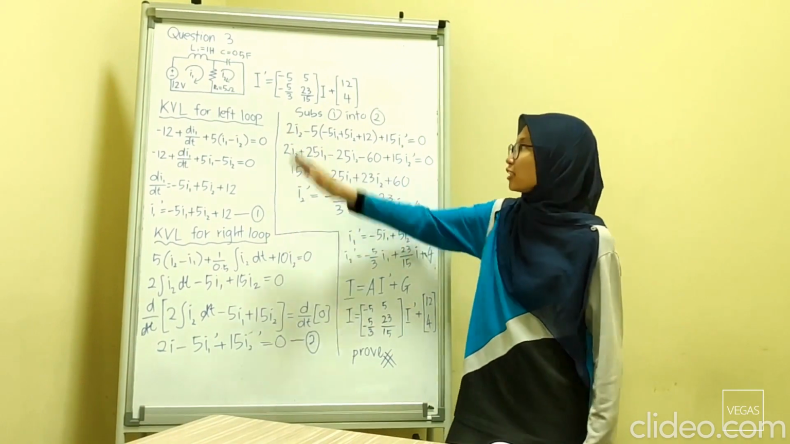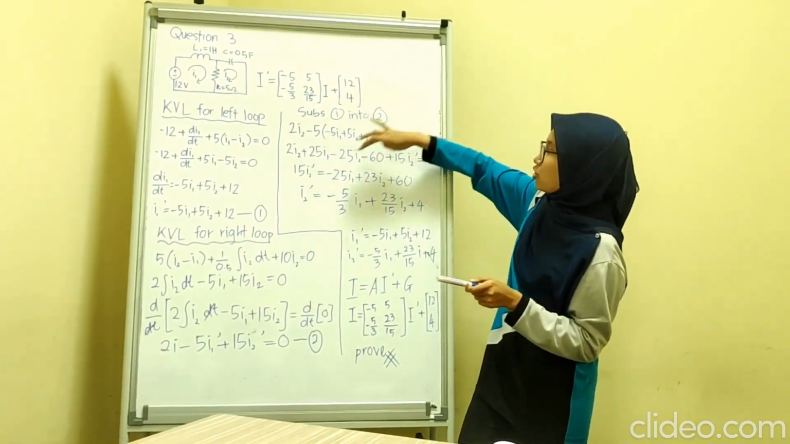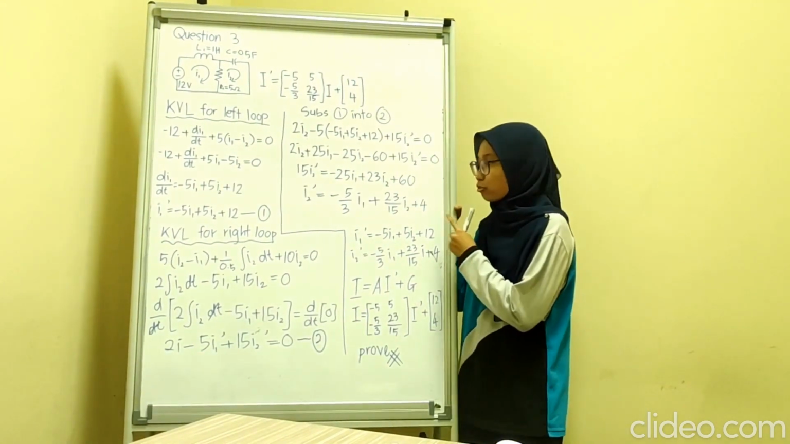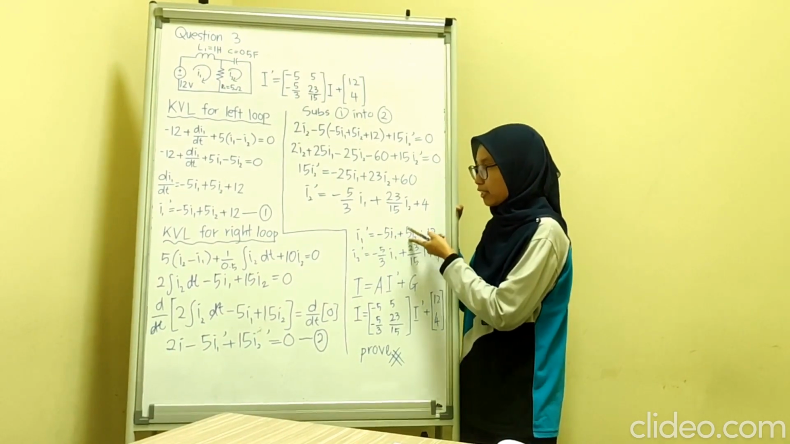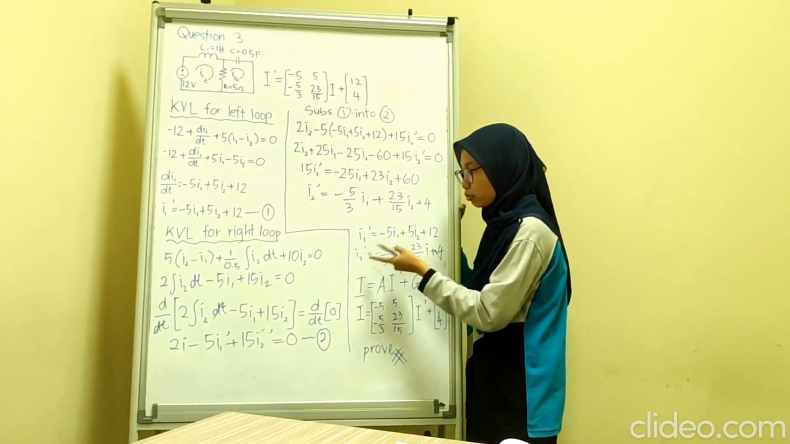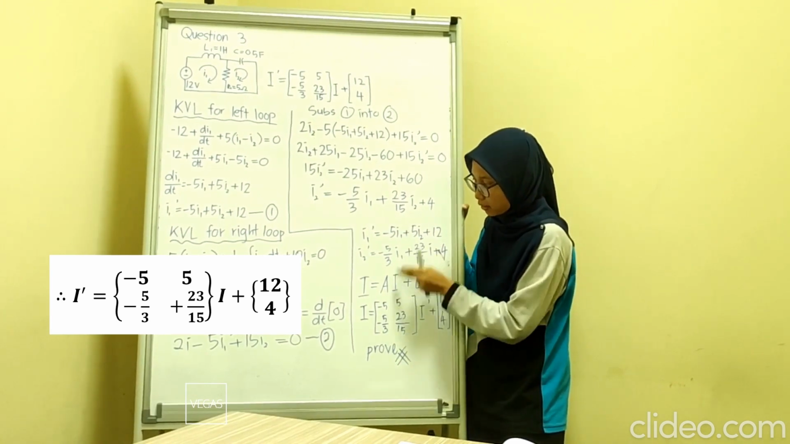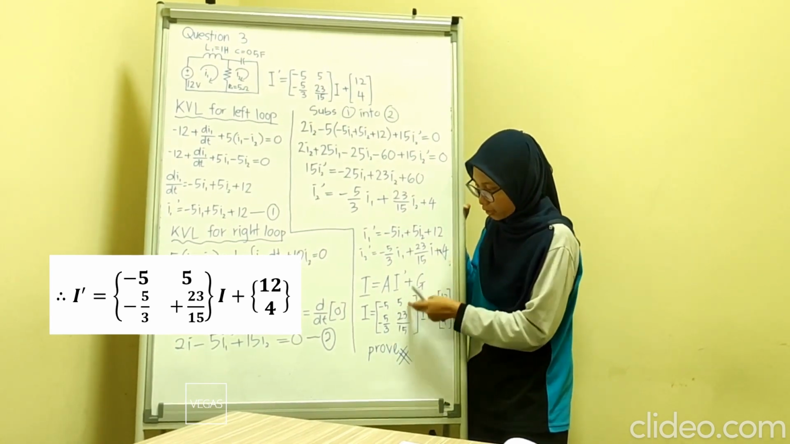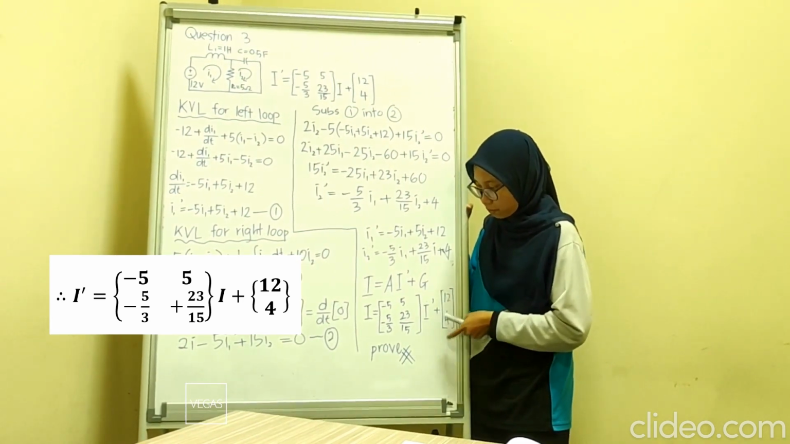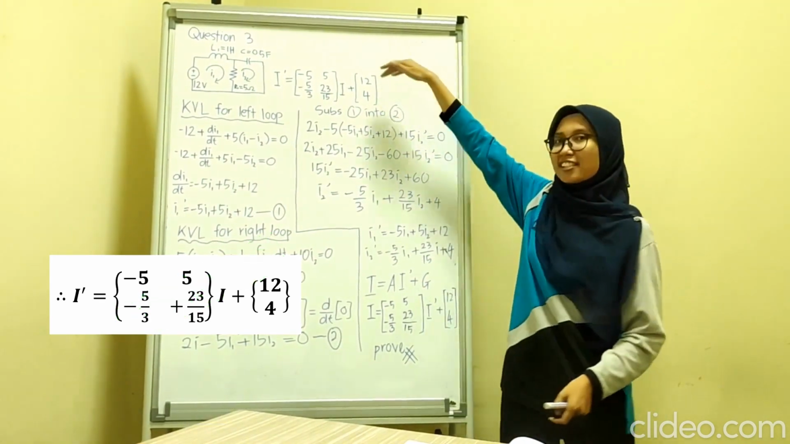After we get this answer, we substitute 1 into 2. We substitute and get this. Then we need to put the answers I1 prime and I2 prime into this equation: -5 and -5/3, 5, 23/15, and 4. And we prove this equation is the same as this. Thank you.